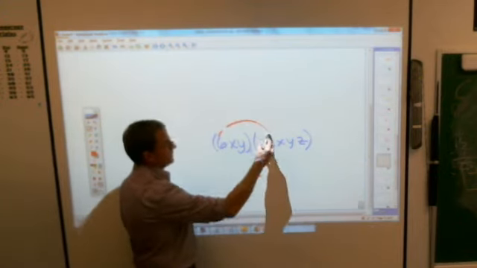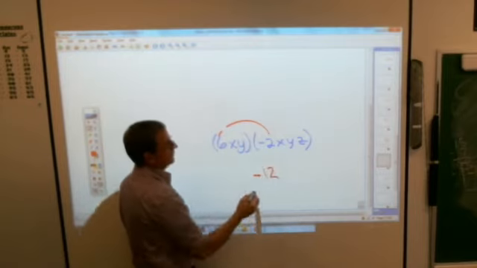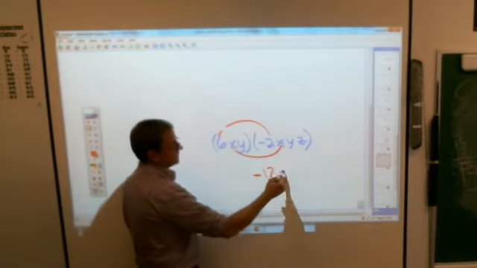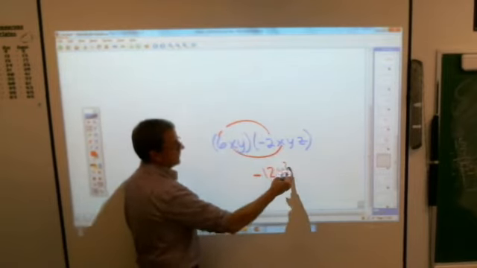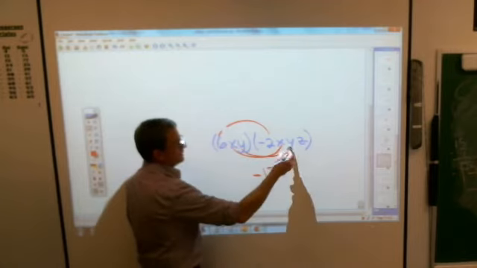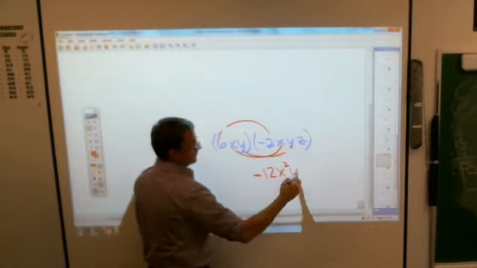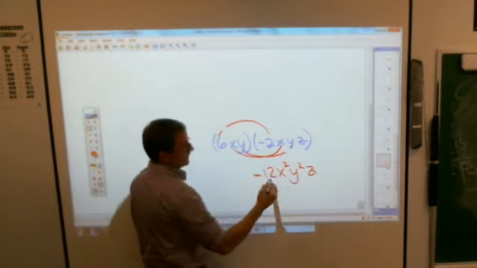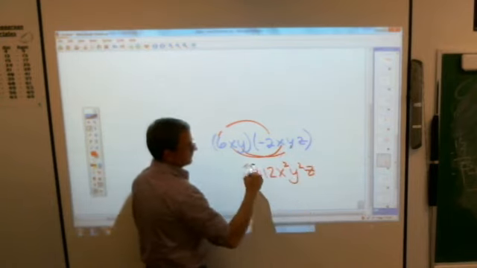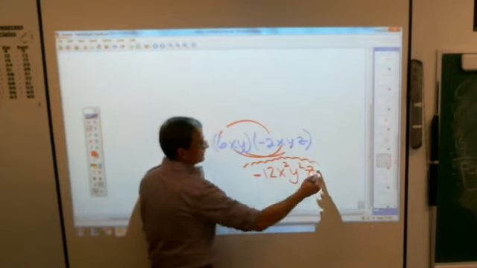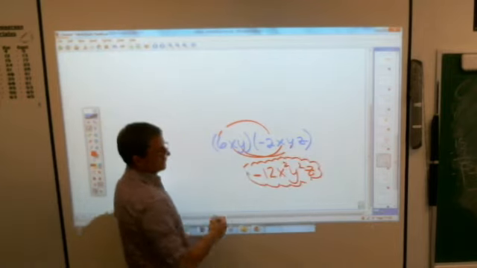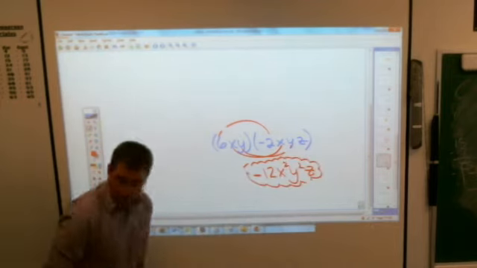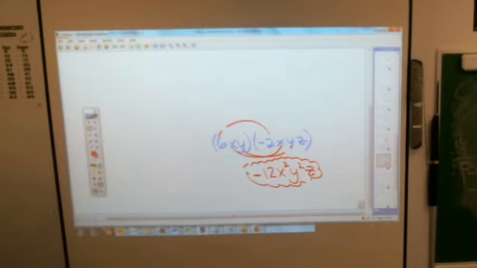You can multiply the 6 times the 2. You can multiply the x times the x. What is x times x but x squared? You can multiply the y times the y, which is y squared, and then the z doesn't have anything to multiply by, so it just stays a z. That is the answer.